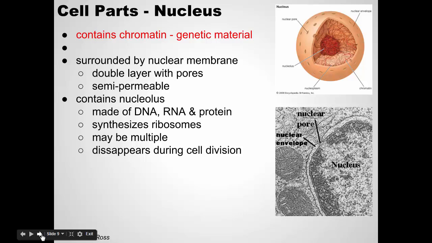When it's time for the cell to actually reproduce and divide, that chromatin winds up into what we call chromosomes, which you may remember as those X-shaped things. Those are little bundles of DNA. So the chromatin winds into chromosomes when a cell is going to divide. But that's the genetic material. Here you see it all unwound inside of the nucleus.